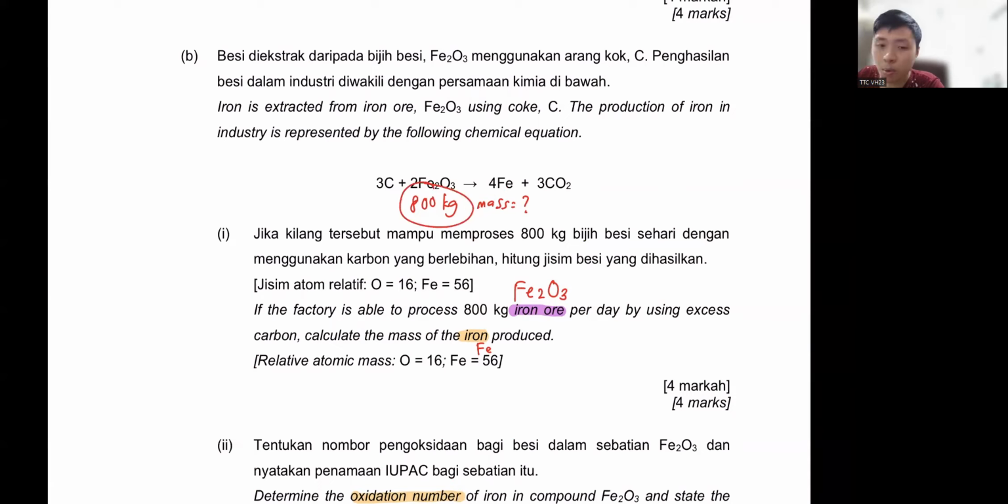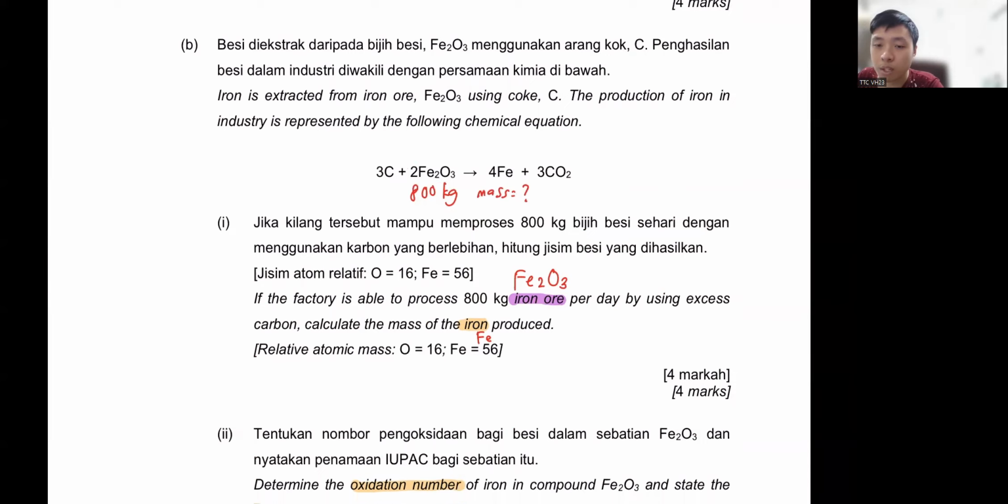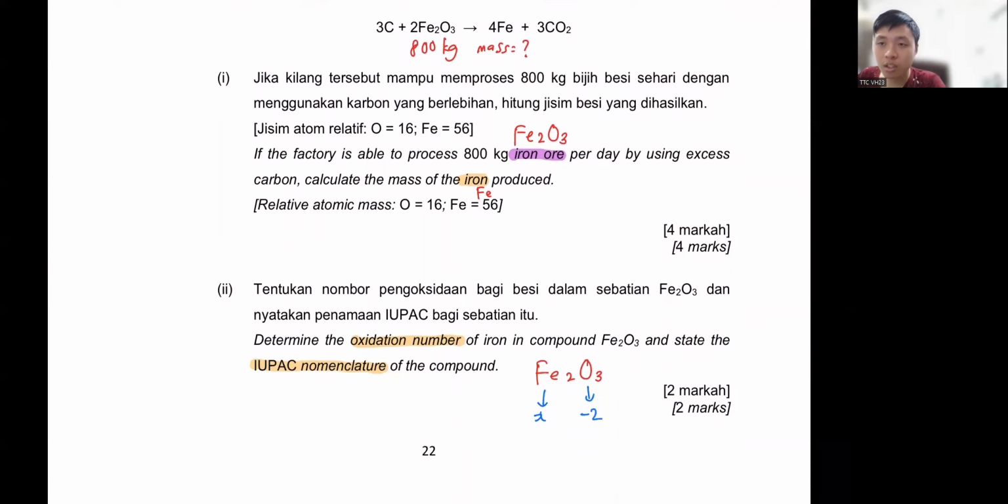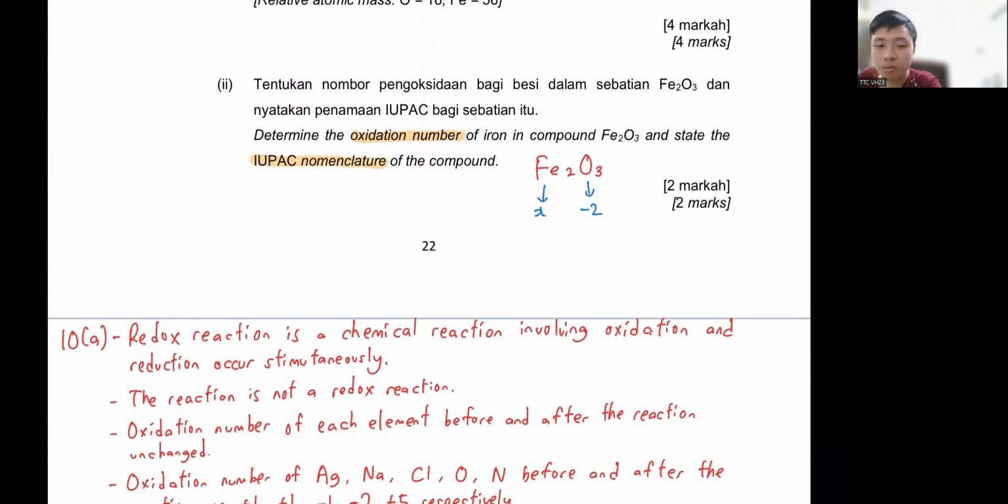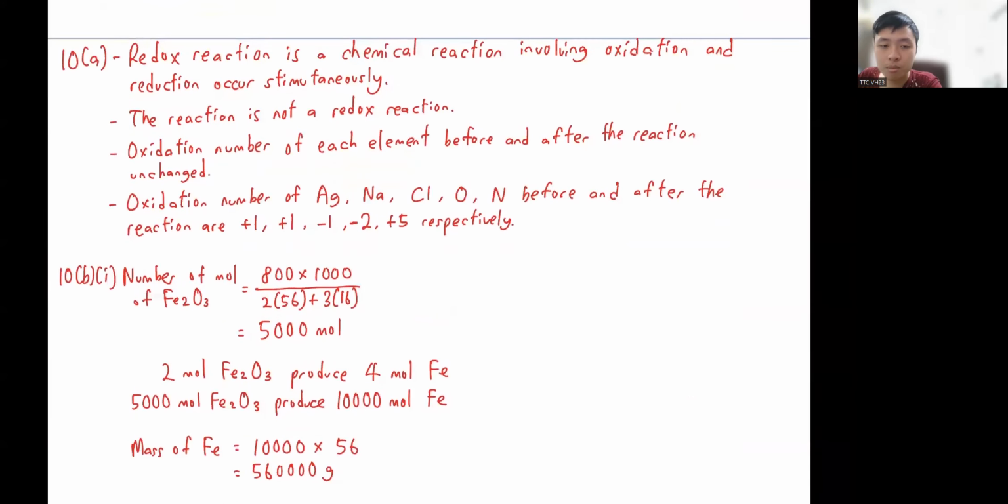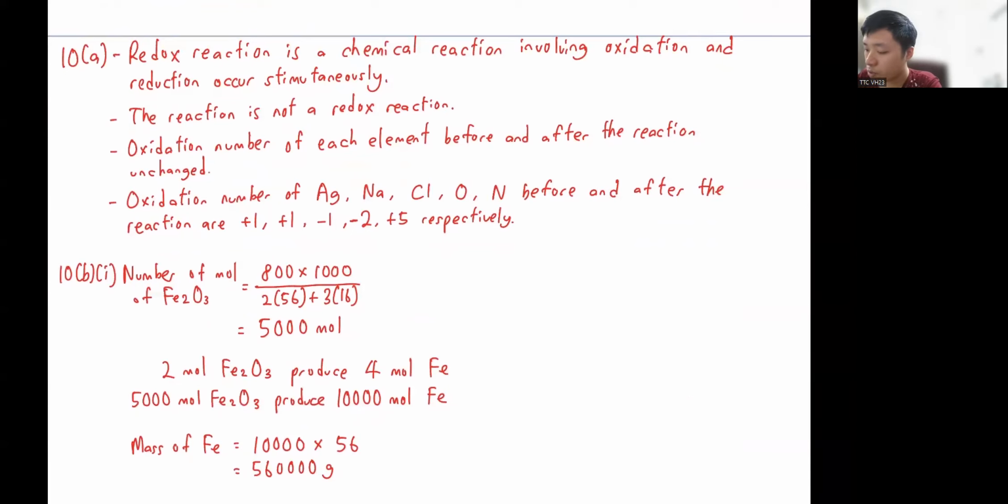So you can calculate the number of mole first, then you do ratio 2 to 4. Then you just calculate mass equals to number of mole times molar mass. 800 kg, kilo, so you need to times 1000. Then Fe2O3, 2 times 56 plus 3 times 16. You get 5000 mole. This one maybe the number is a bit big.